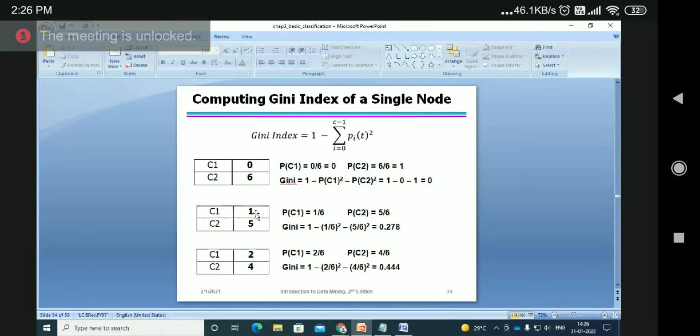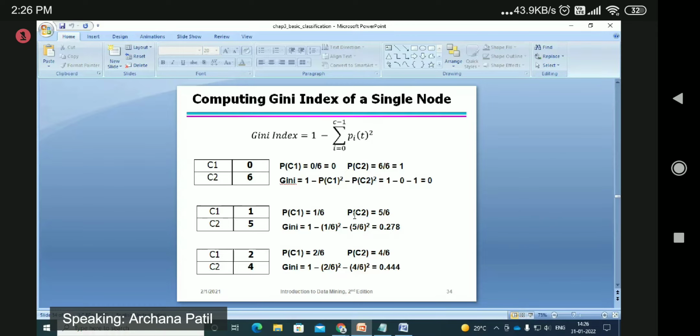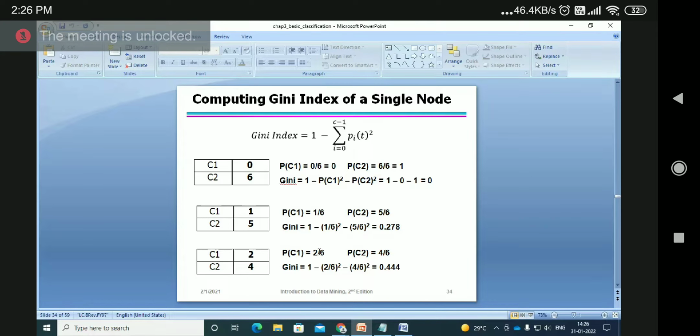If the class distribution is like 1 and 5, the probability of class 1 is 1 by 6. The probability of class 2 is 5 by 6. You simply put these values in this formula and you get the result. If the instances are 2 and 4 for class 1 and class 2, for class 1 the probability will be 2 by 6, and for class 2 it will be 4 by 6. Simply put it in and you get the Gini index at that particular node.